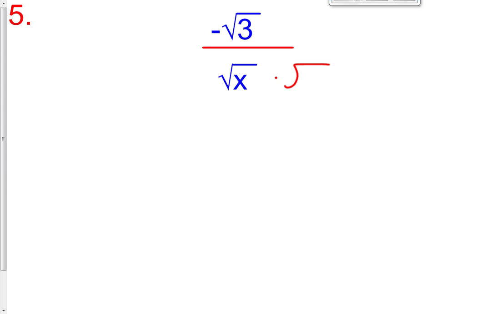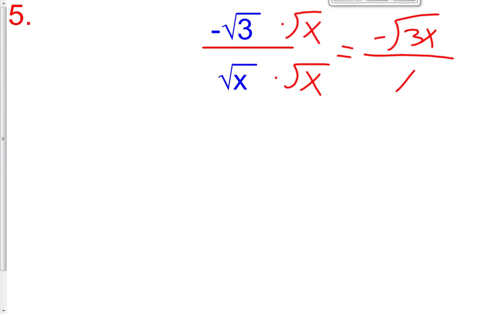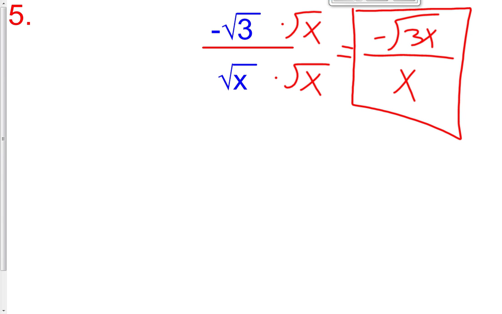You should have multiplied both top and bottom by square root x. So once you do that, a negative square root 3 times the square root of x is a negative square root 3x. And in the denominator, square root x times square root x is x. In class, you could try to simplify this further, but that's as simplified as you can make it.